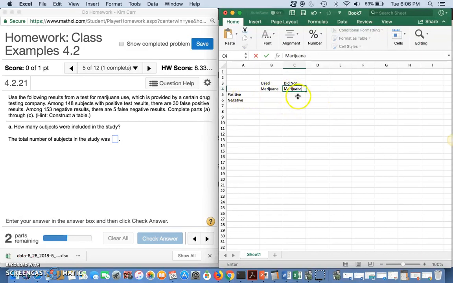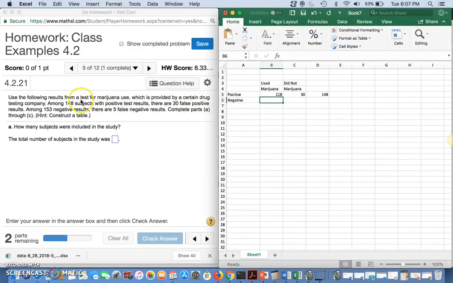Okay, now we got to fill this in. We know that the total number of positive test results among 148 subjects with positive test results, so that's 148. There were 30 false positives. What is a false positive? Those that come back as if they used, but they really didn't. So they did not use marijuana. There was 30 of those. So out of that 148, that would be 118 that did use.